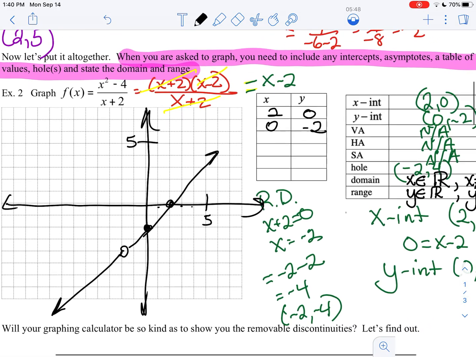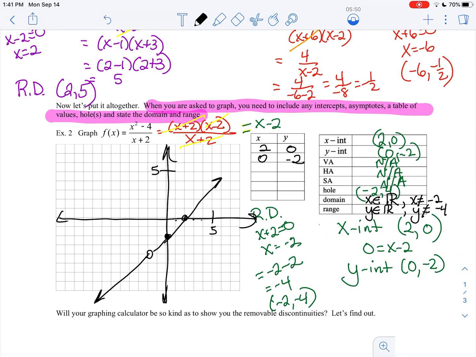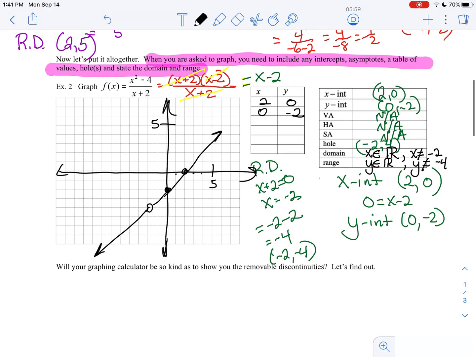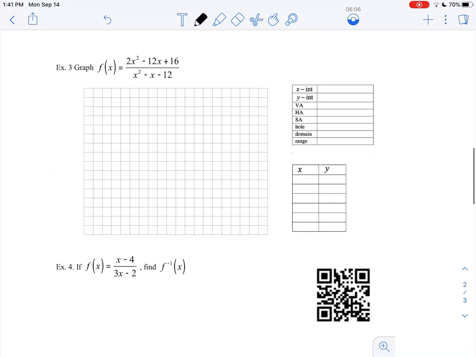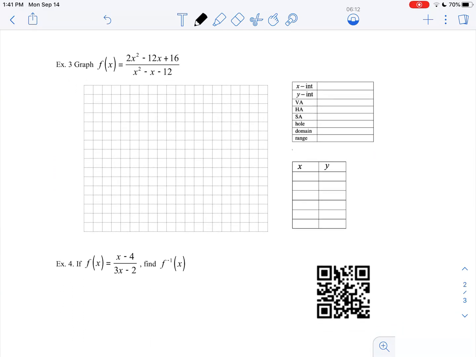All right, so this one was a very, very basic one to get started. Will your graphing calculator be so kind as to show you the removable discontinuity? Why don't you pause and go put it in your graphing calculator, and you're going to find out, nope, it does not. So you have to be smarter than that calculator. All right, so let's look at example 3 together.